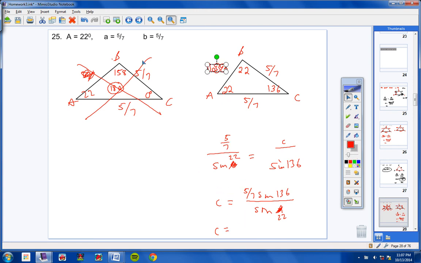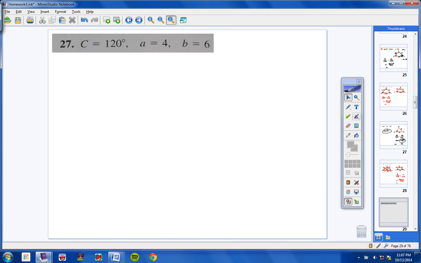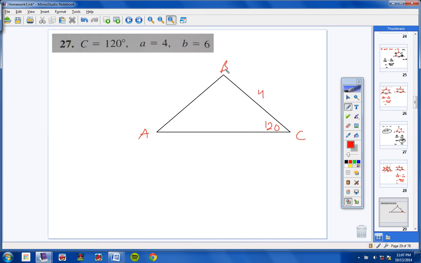Okay. Now, number 27. This is an area problem. Okay. And real quick, if you'll label this triangle A, B, C, and then put 120 for C, and for side A put 4, and for side B put 6. Listen, students, anytime you have a triangle in which you have side, angle, side, like that, you can find the area just by taking 1/2 times one of the sides times the other side times the sine of the included angle, okay? So 1/2 times 4 times 6 times the sine of 120, you will get 10.4.